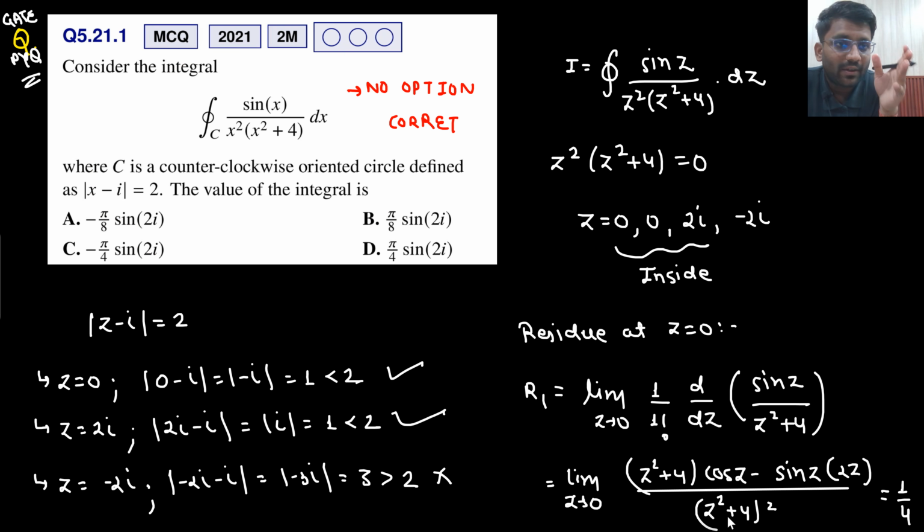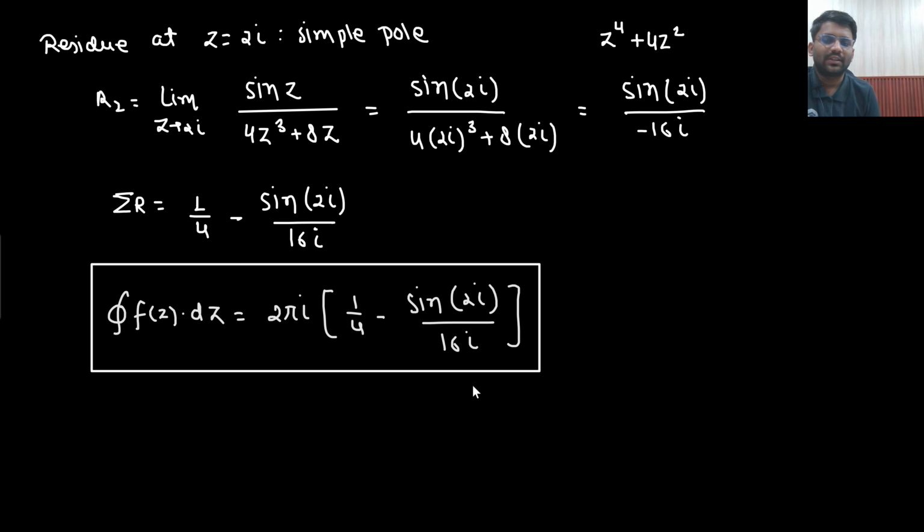But this is a straightforward question. Even a college-going student who did not prepare for GATE, who has studied only at a surface level, will be able to solve it. Z equals 0, 2 iota, minus 2 iota. Three of these lie inside, minus 2 iota lies outside. Find the residue, and this is how you will solve it. Although straightforward, the calculation is a bit complex here. He will solve it and get this answer.